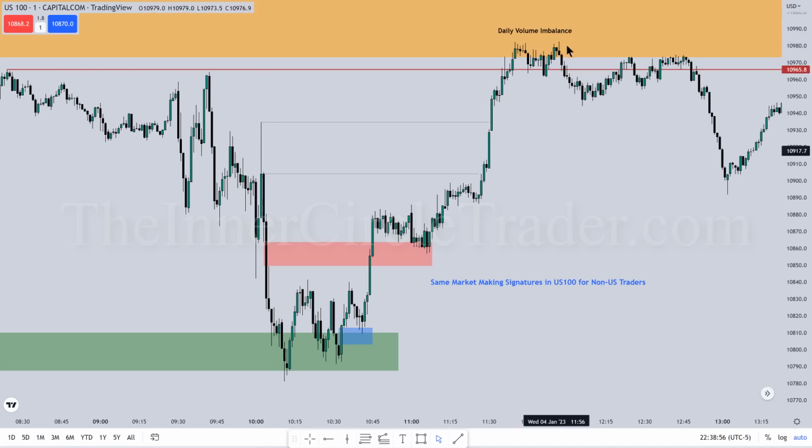Okay, so look at the respect of it here. See that? Where is that coming from? Right, there's nothing over here. That's the daily volume imbalance. That's the algorithm. Okay, so same market making signatures in the US 100 for non-US traders.